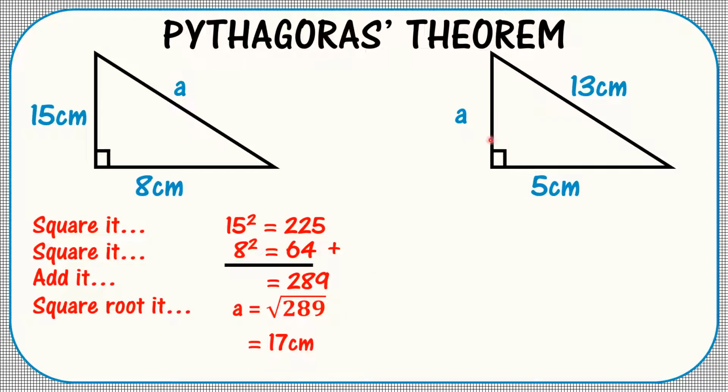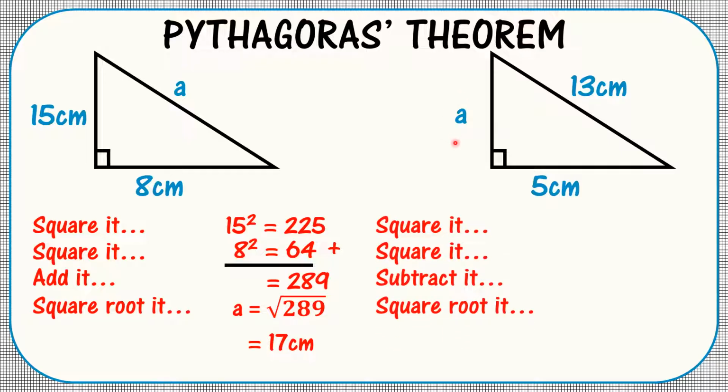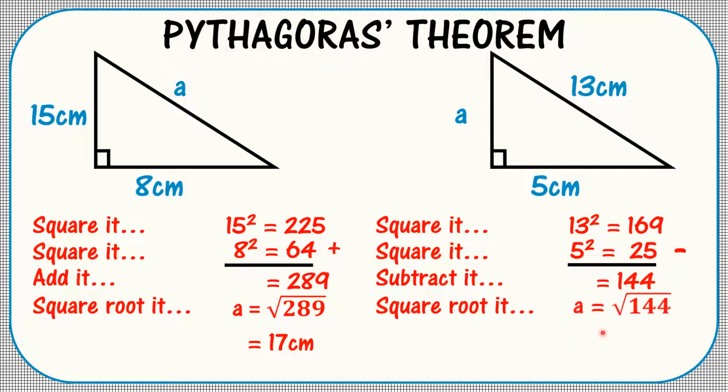For the next question, we are looking for a shorter side. Therefore, you would square it, subtract it, then square root it. Again, always start with a bigger number. You would do 13 squared, which equals 169. Then you do 5 squared, which equals 25. You will subtract these two numbers from one another, which is equal to 144. Final step is to square root it. So a is equal to the square root of 144. Therefore, a is equal to 12 centimeters.